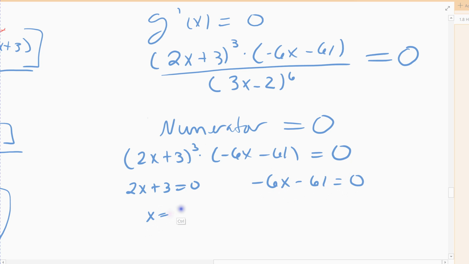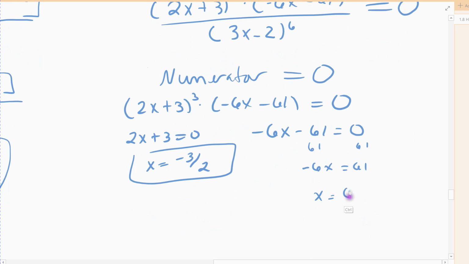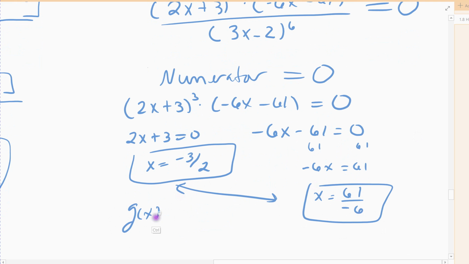So this is going to give me, there's a 0 at negative 3 halves. There just happens to be 3 of them. And this one's a little uglier. This one's going to come out 61 over negative 6, and I'm going to leave it 61 over negative 6. And so those are the two values where g of x has horizontal tangents. Alright, slope is a 0.